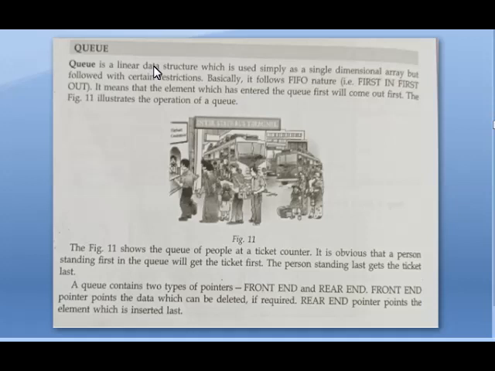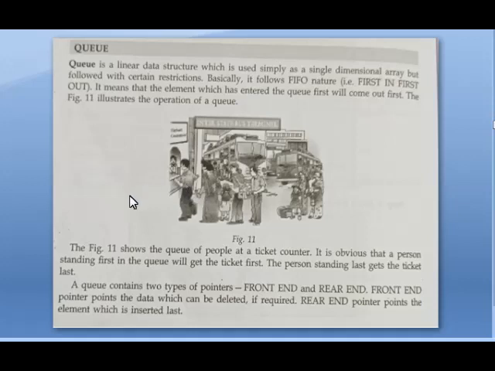Queue is a linear data structure which is usually used simply as a single dimensional array but followed with certain restrictions. Basically, it follows FIFO nature, that is first in first out. This means that the element which has entered the queue first will come out first. So in this figure, this is a queue. The person who is standing first will do the work and leave the queue first. So it is first in, first out.